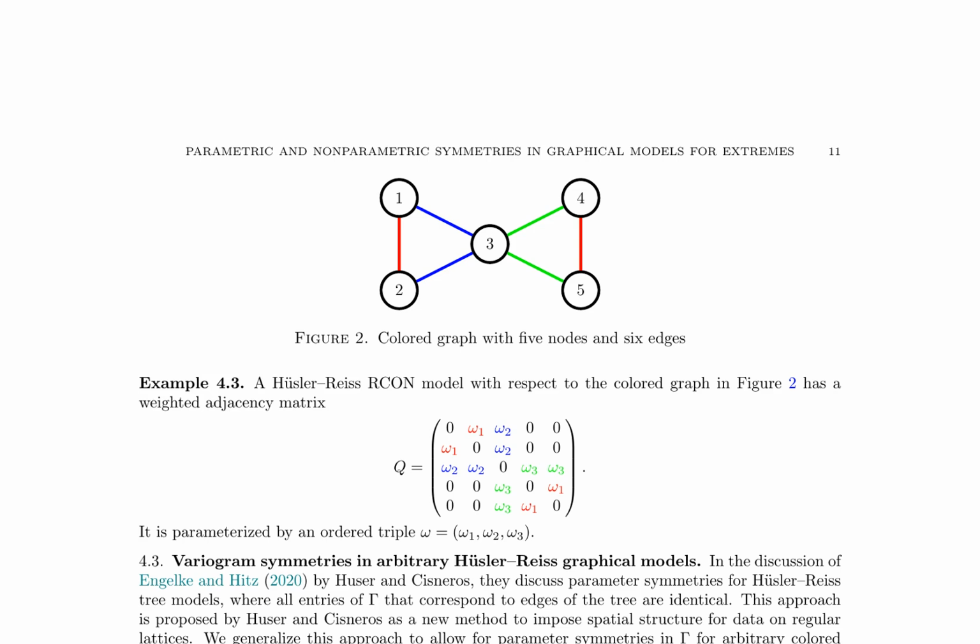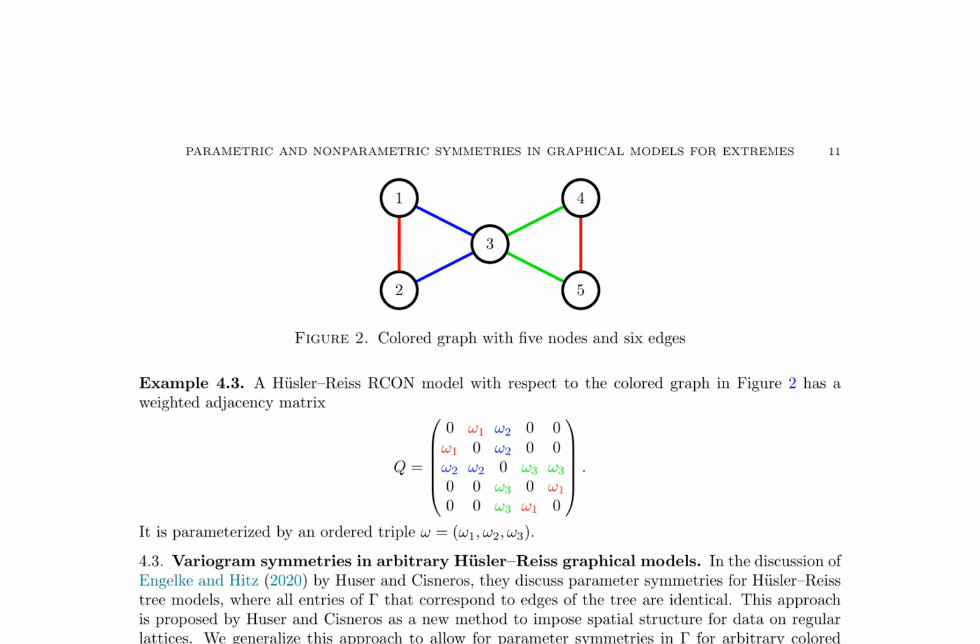A Hüsler-Reiss RVAR model is introduced, generalizing the approach proposed by Hüsler and Cisneros to impose spatial structure for data on regular lattices. This model is defined by a graph G with edge coloring function lambda, enforcing parameter symmetries in the variogram matrix gamma. The model constraints are given in two conditions: gamma_st equals gamma_uv when lambda(st) equals lambda(uv), for st, uv element of E, and Q_st equals 0 when st is not an element of E.